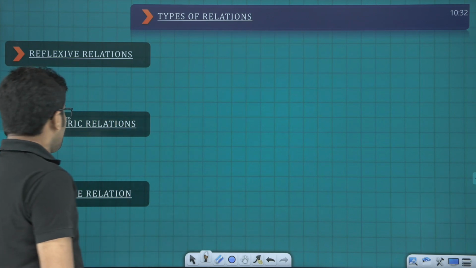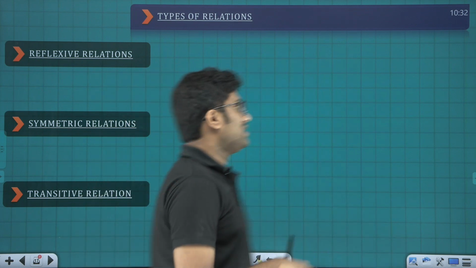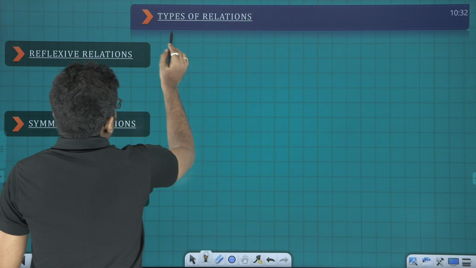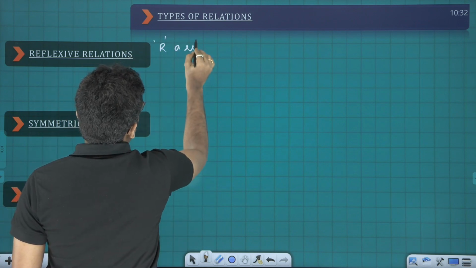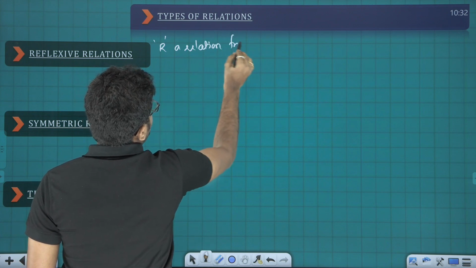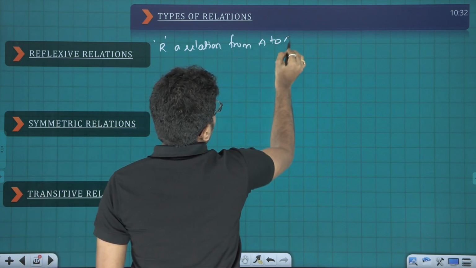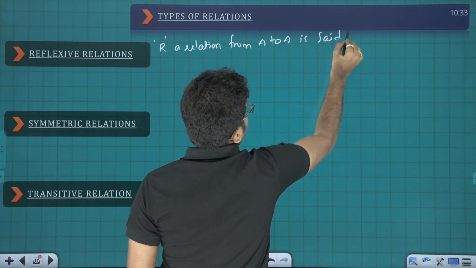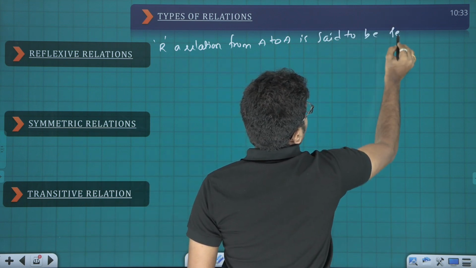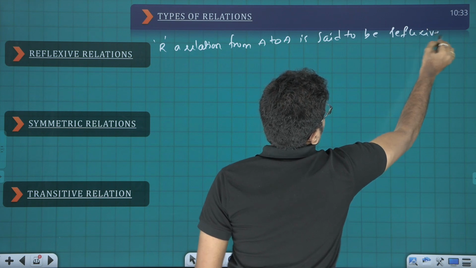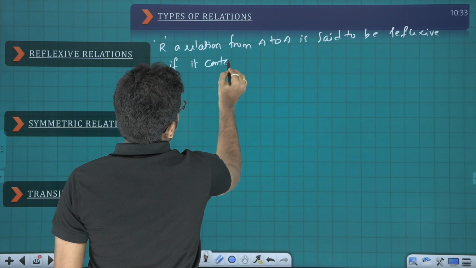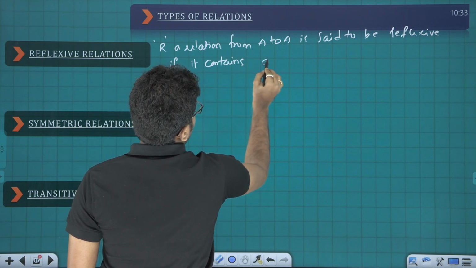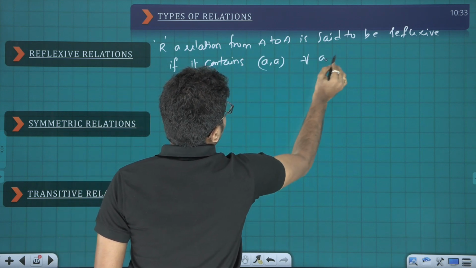Reflexive relations. Now we have 3 most important types of relations. They are reflexive, symmetric, transitive. What is reflexive? Capital R, a relation from A to A is said to be reflexive, if it contains (a, a) for all a belongs to capital A.